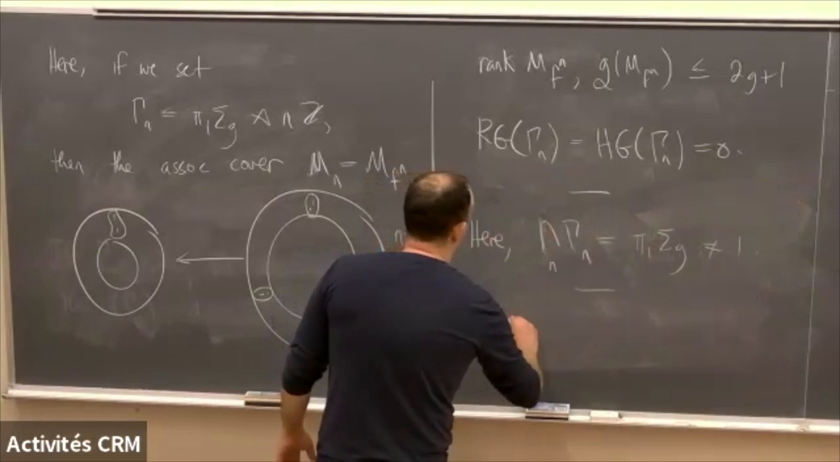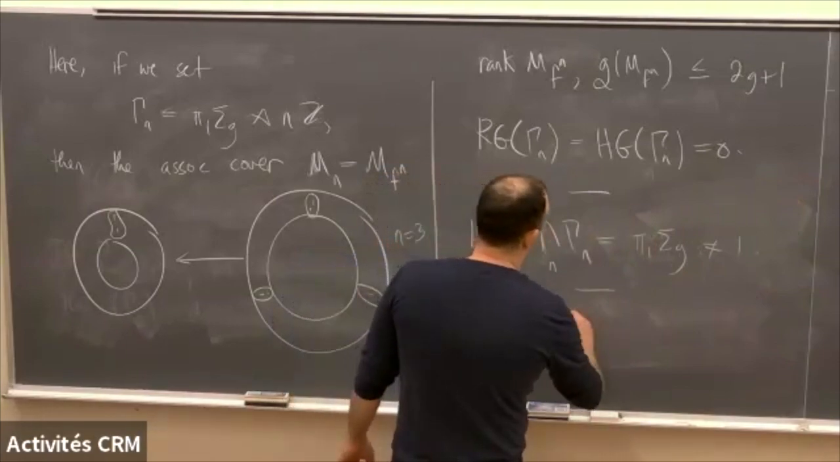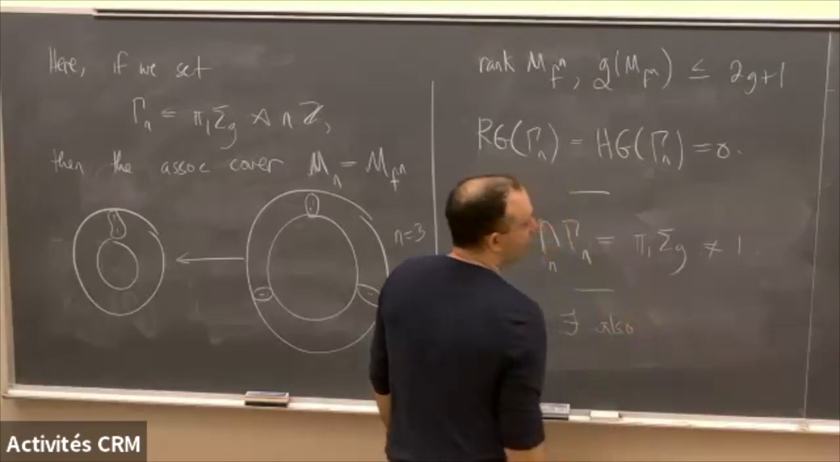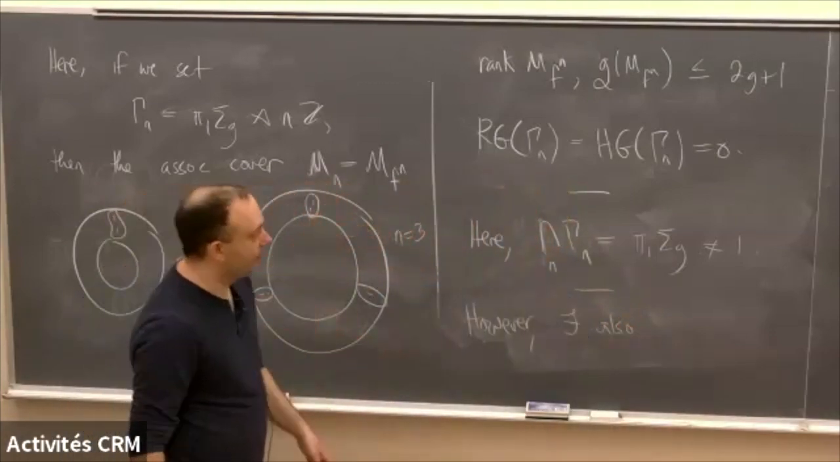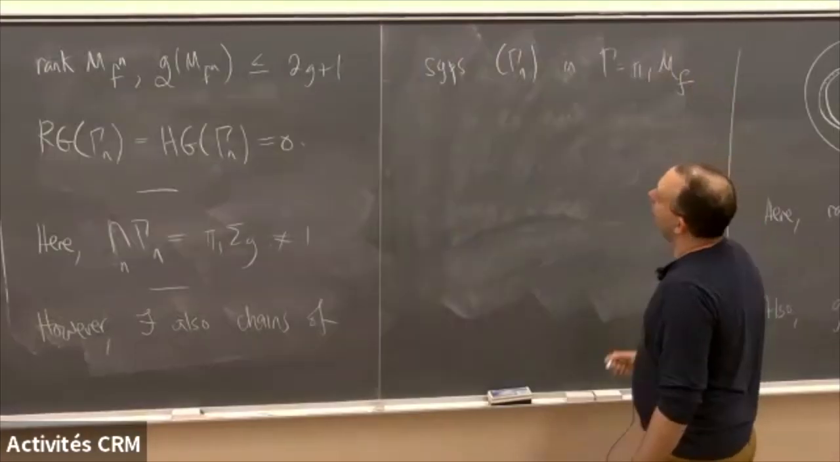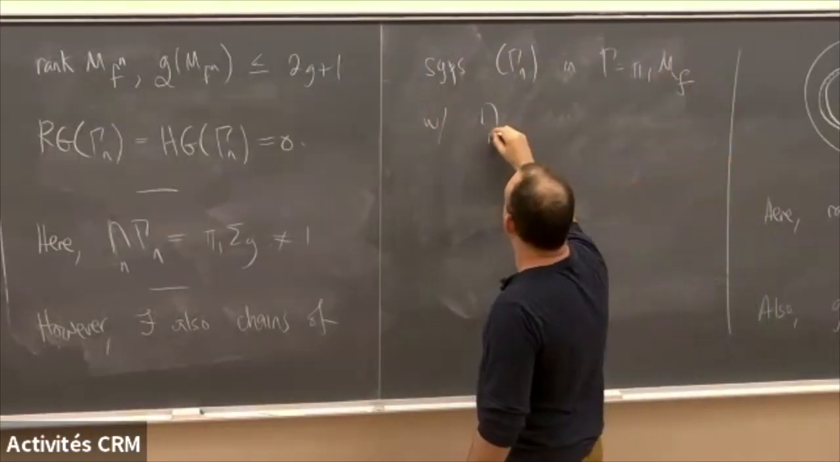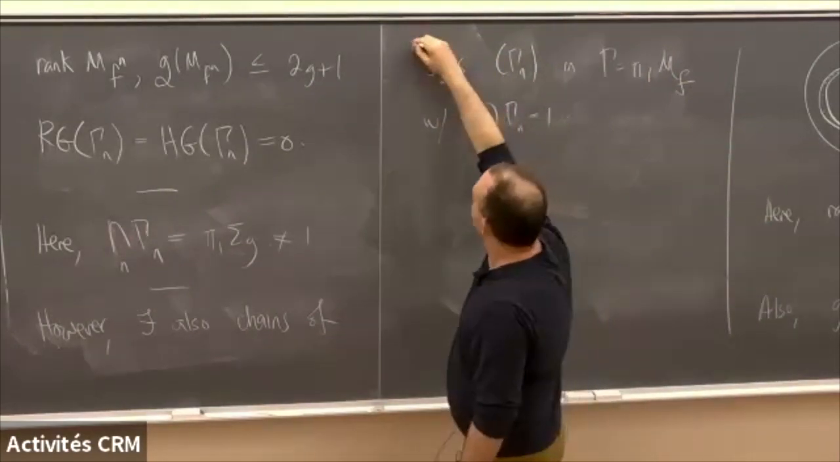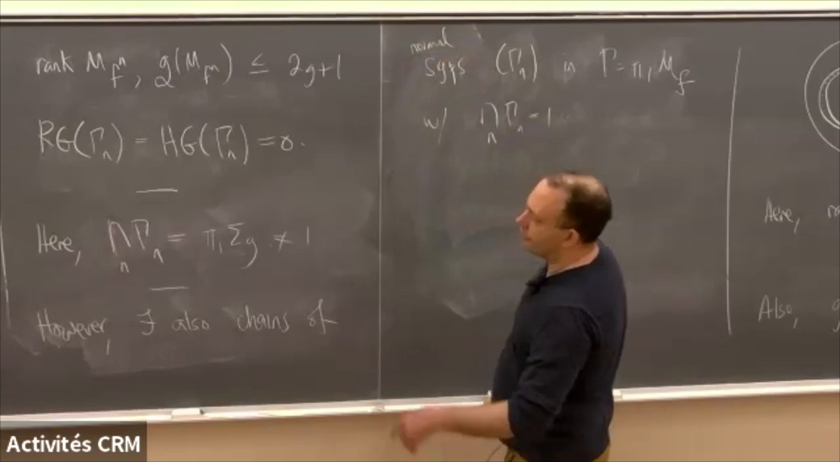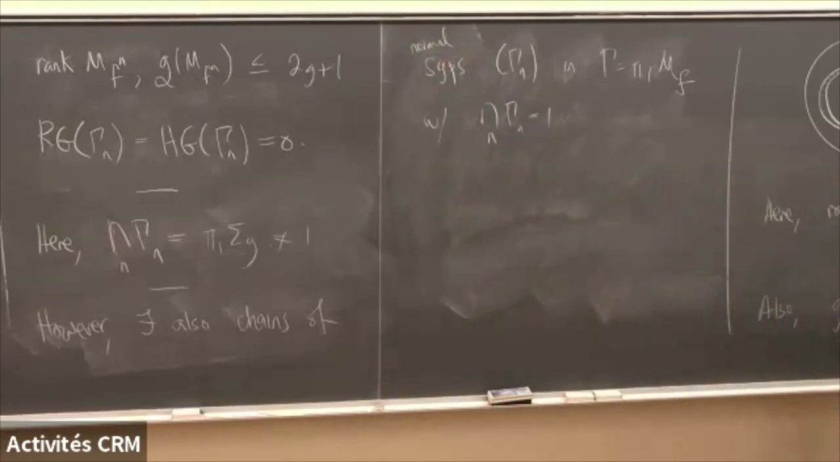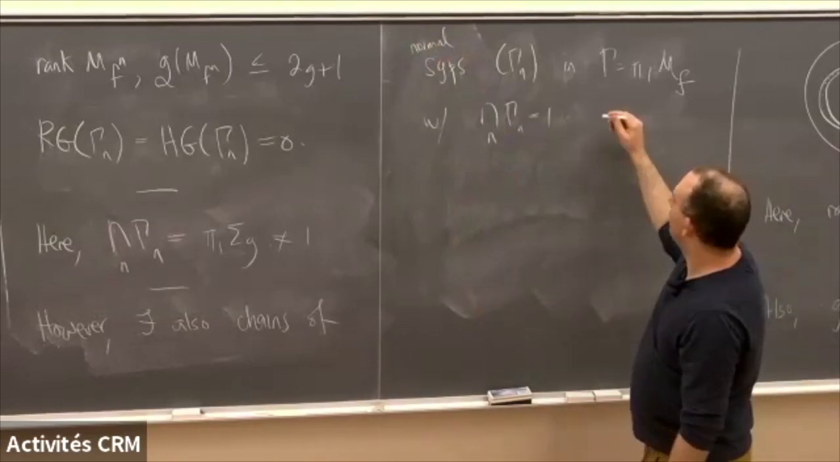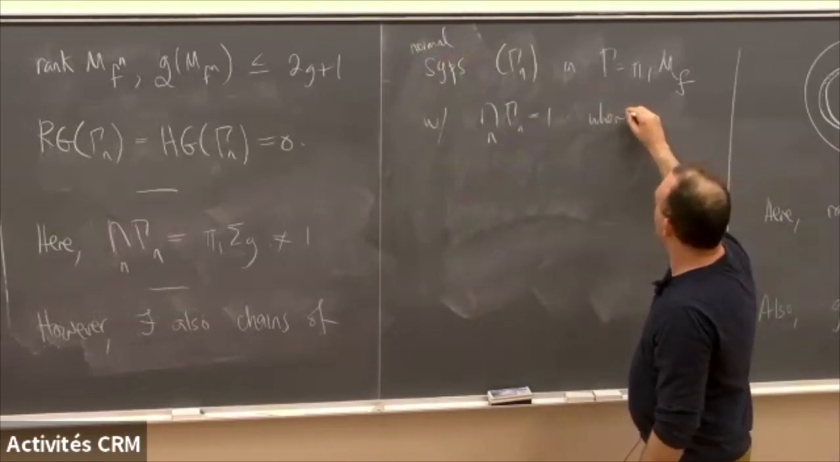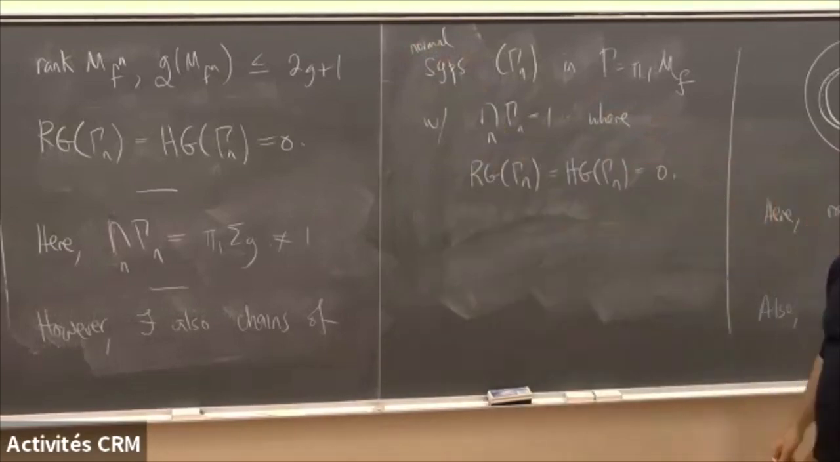However, there also exist chains of subgroups of this pi_1 of M_f that do trivially intersect, and are even, okay, so the subgroups before were normal. These are also going to be normal, where the rank gradient and the Heegaard gradient are 0. Okay, and so how do you make those?